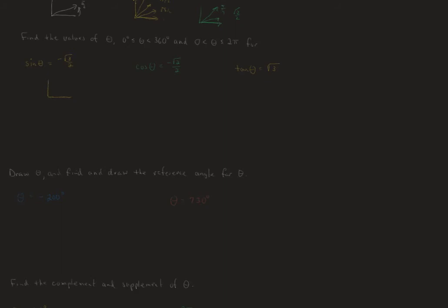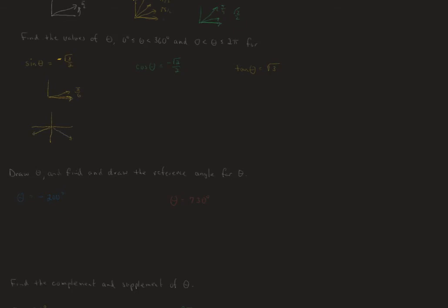So let's see, sine starts big. So at 0 it's going to be 1, and then it's going to be square root of 3 over 2 right here at pi over 6. So our reference angle is going to be pi over 6. Now we have to think which quadrants sine is negative in. Since sine is the y value, that's going to be in quadrant 3 and in quadrant 4.